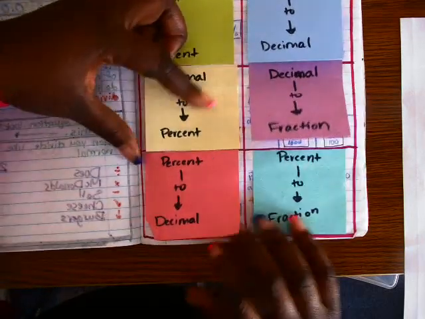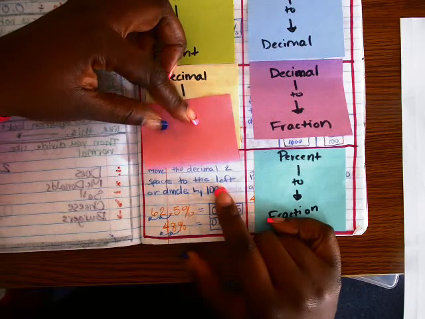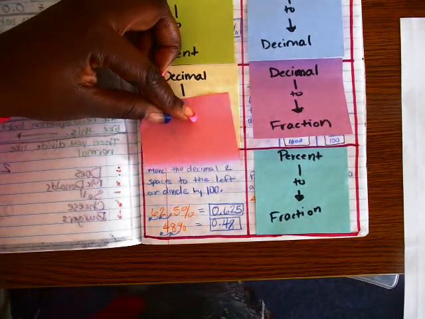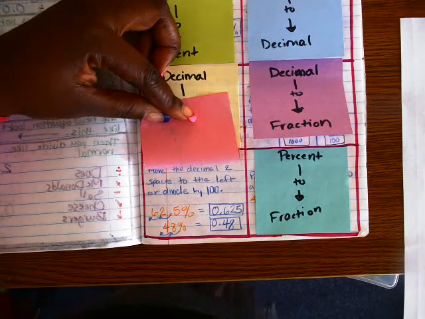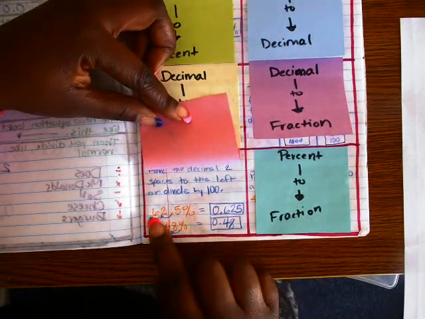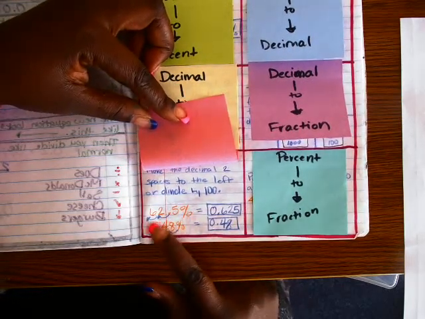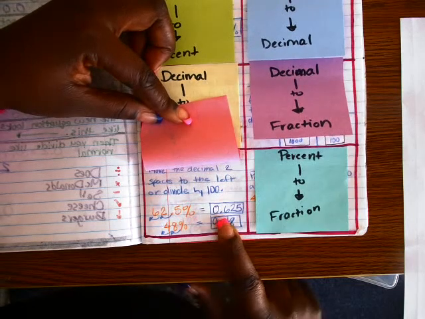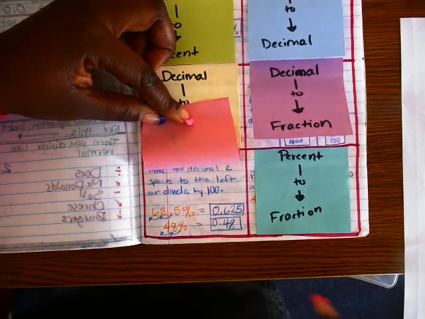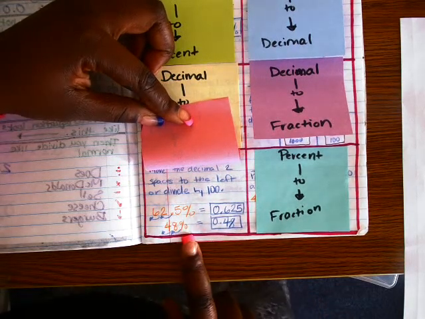To go from percent to decimal, you just go backwards. You move the decimal 2 spaces to the left, or divide by 100. To the right, you multiply. To the left, you divide. So here's an example. I have a percent, 62.5%. I'm going to move the decimal 2 spaces to the left, and my new decimal is 625 thousandths.